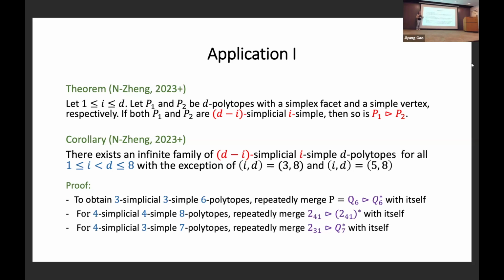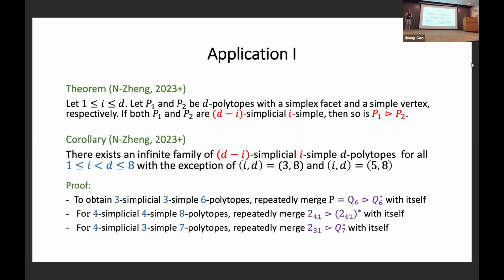So again, the reason it's convenient for us is because if our input consisted of d minus i simplicial i simple polytopes, can you still hear me? Yes. Okay, good. Then the merge is also d minus i simplicial i simple. Okay, and so let's try to apply this result.